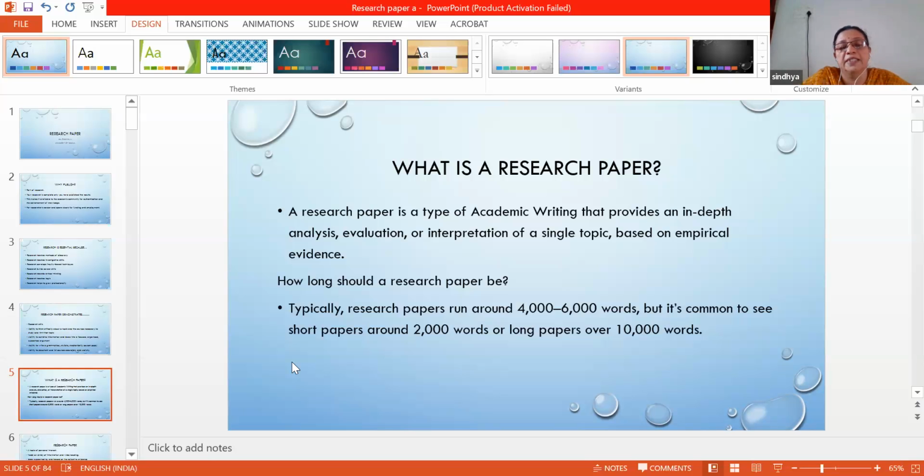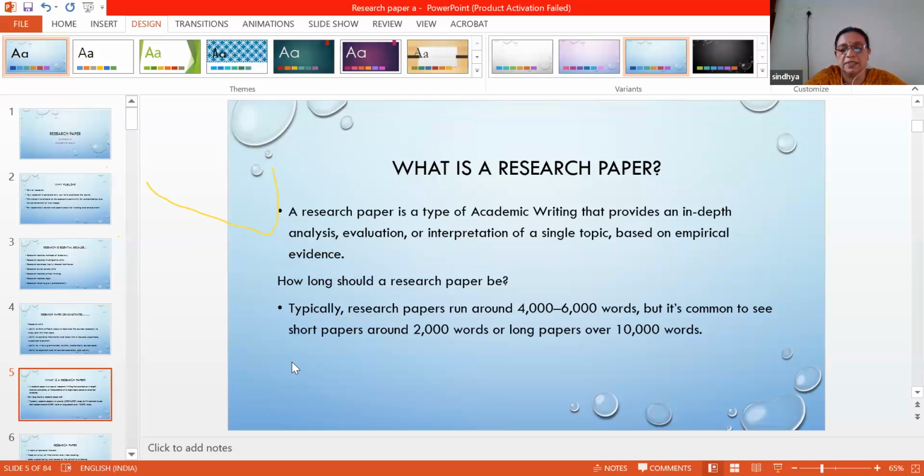And typically many journal publishers demand different kinds of criteria, or they demand different types of papers or research articles. Usually it runs around 4,000 to 6,000 words, and there are some short papers of even 2,000 words, and long papers of 10,000 words. So that is as demanded by the publisher.